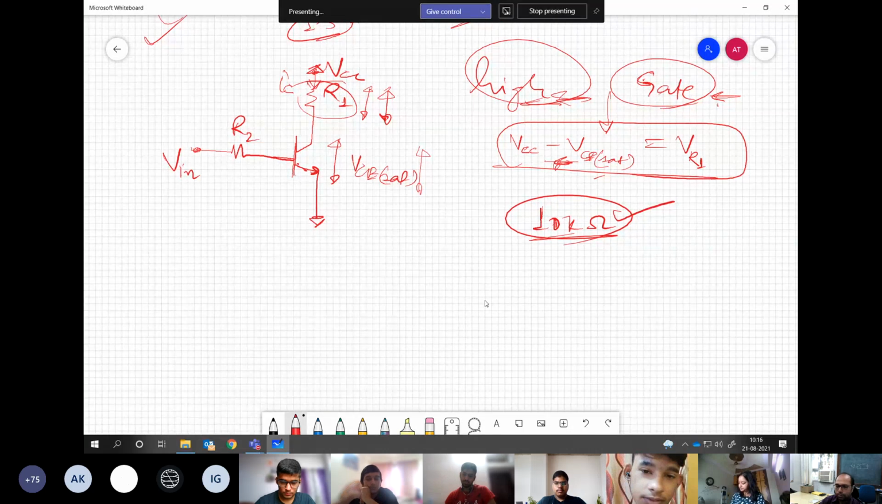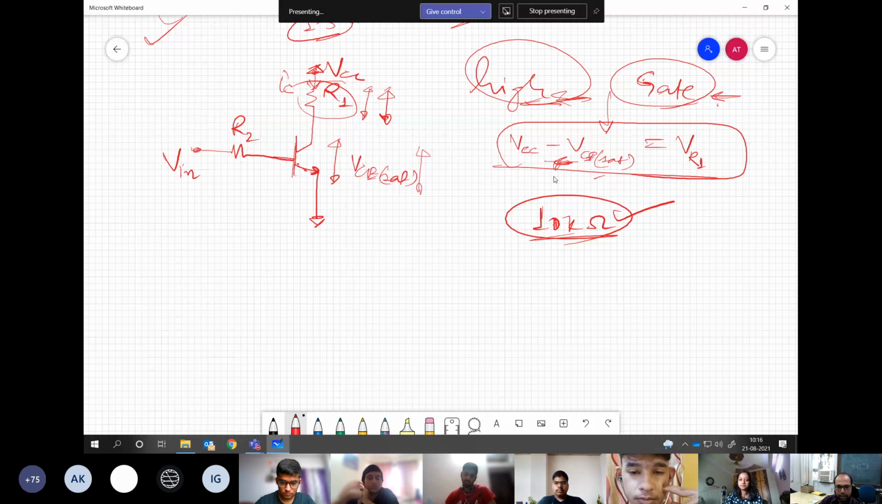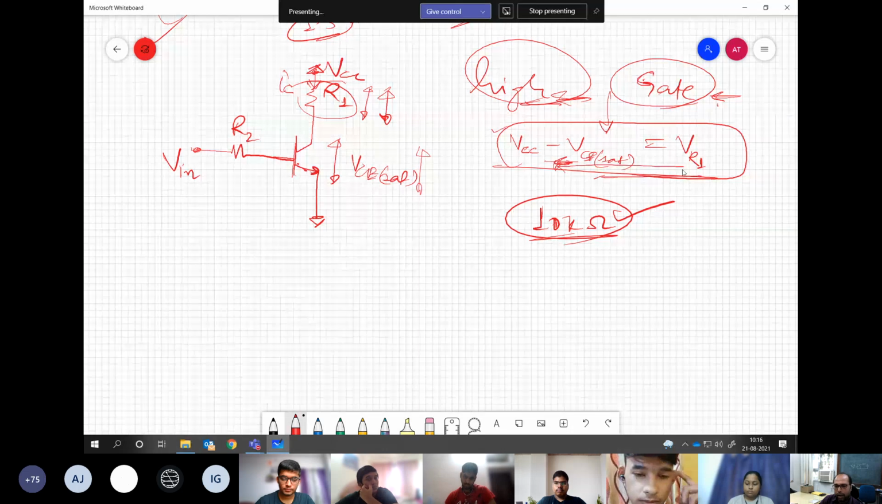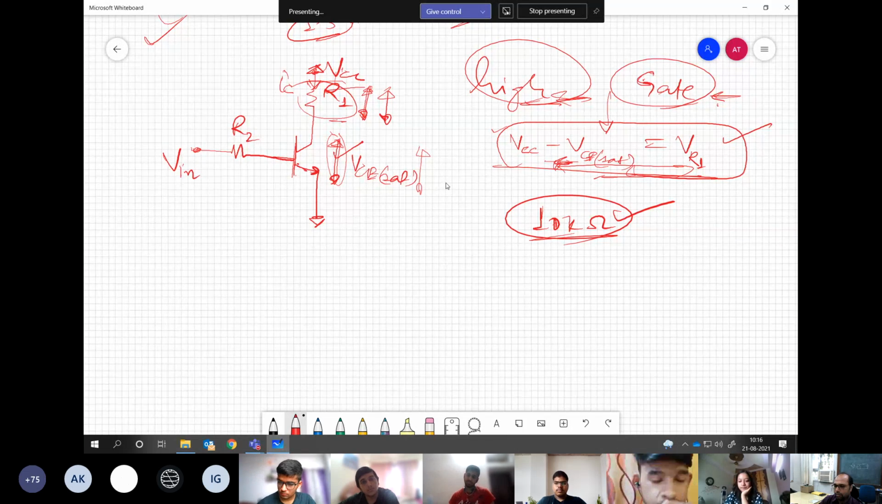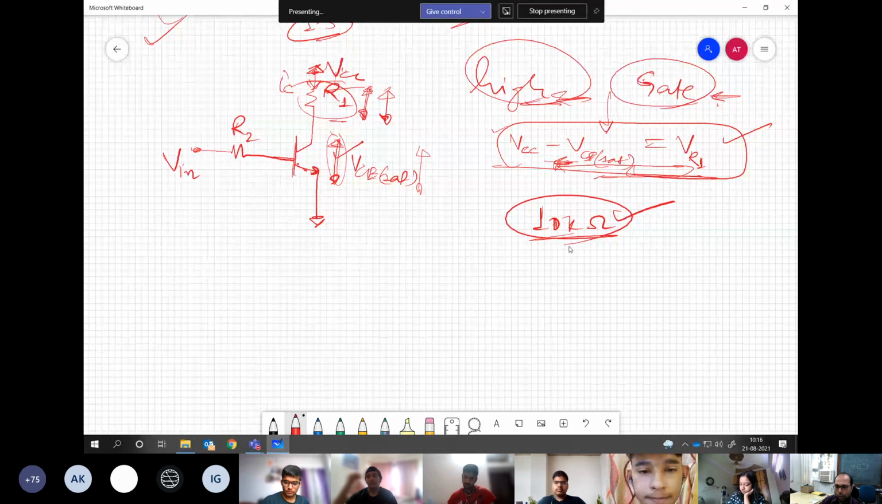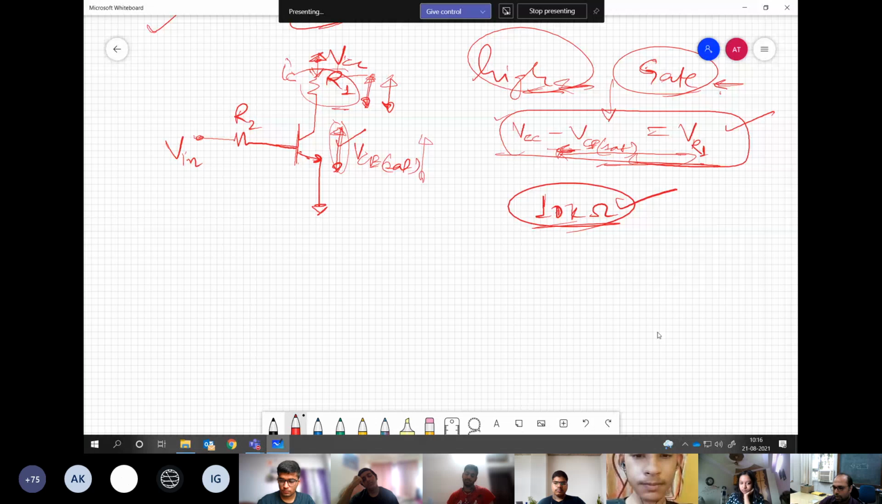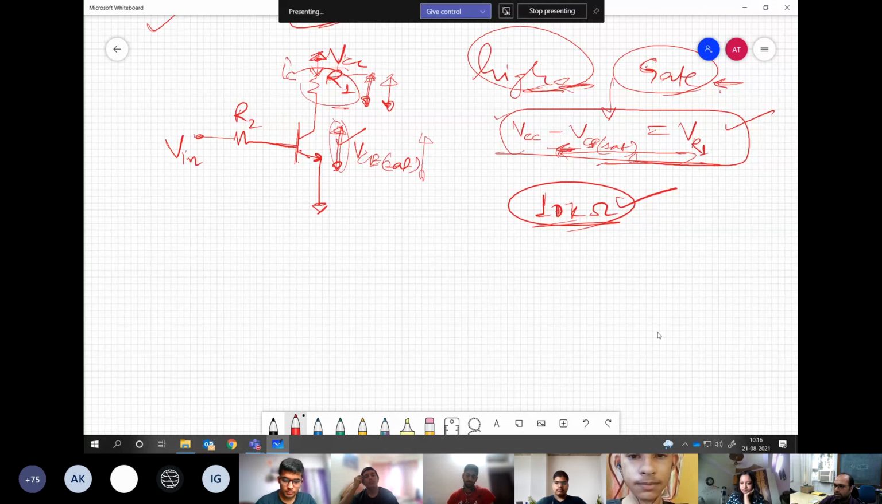Fine. So now we know that whenever this device is operating in saturation mode, then we have this relationship valid: VCC minus VC sat, because this voltage is fixed. It cannot be changed any further whenever the device goes into saturation mode. So the remaining voltage is getting dropped across this resistance R1. Clear, right? Now how do we choose? The question comes here. Or how do we start?